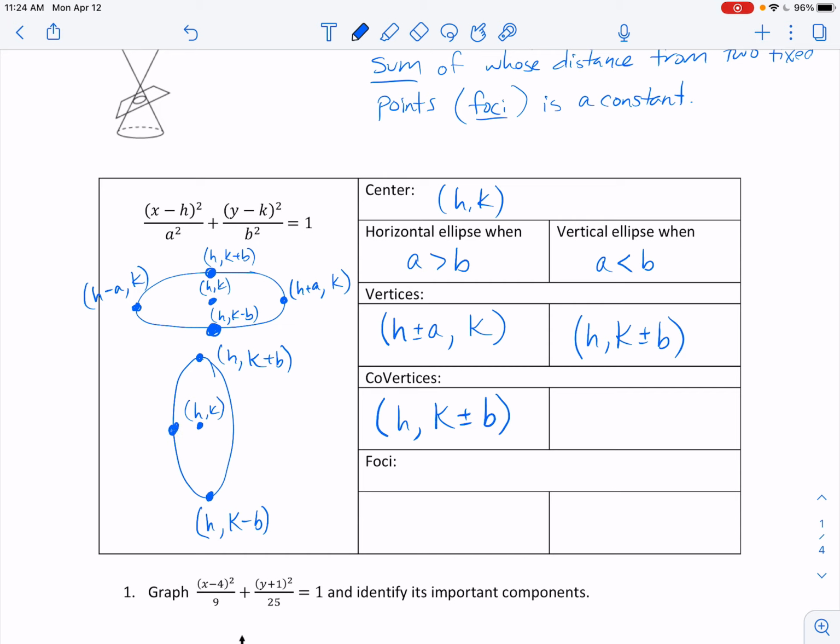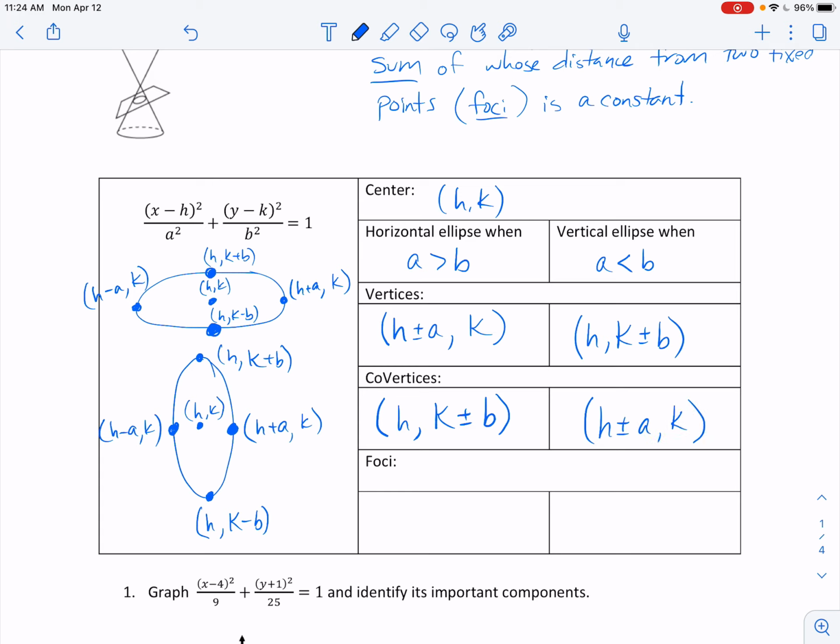Now our co-vertices are going to be on the minor axis here and here. So now we are changing our x value. So it's h plus a, k, and then h minus a, k. So here we have h plus or minus a, comma, k.